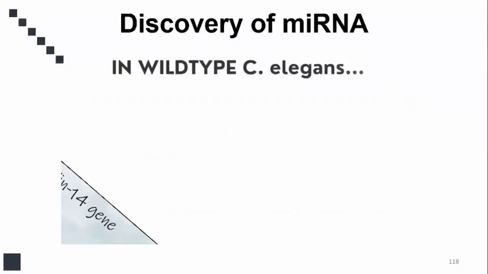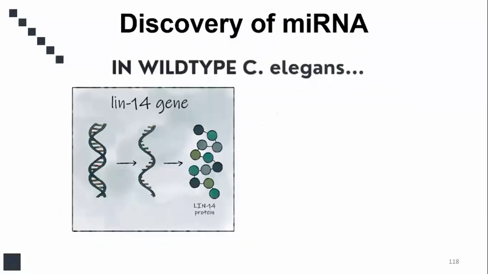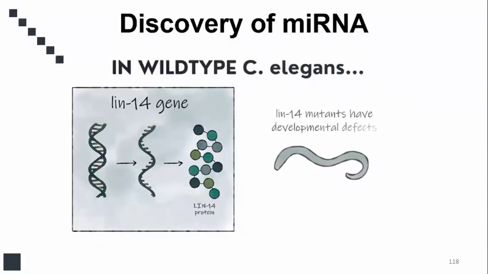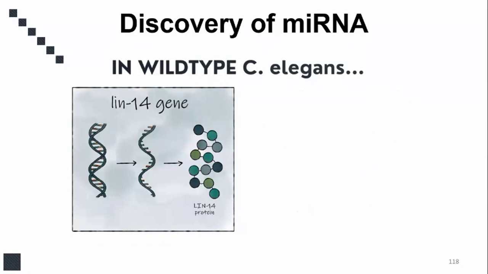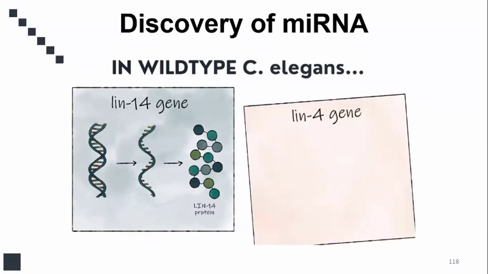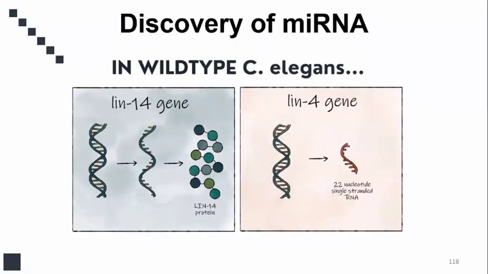The Lin14 gene encodes for a protein that controls the timing of developmental events. So it makes sense why worms missing this gene would have developmental defects. However, Dr. Ambrose was surprised to find that the Lin4 gene did not encode for a protein at all. Instead, it gave rise to a small single-stranded RNA that was only 22 nucleotides long.